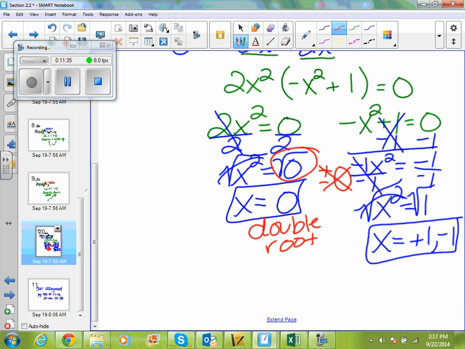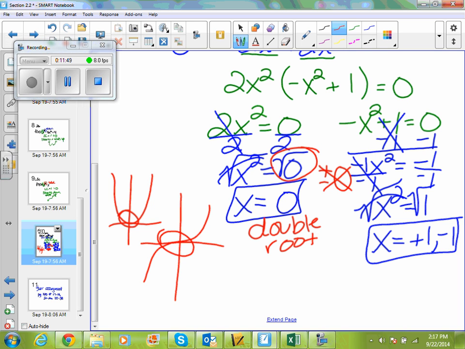Okay, and you can see that pretty easily when you graph too, because if you graph them, the flatter it is, like if it bounces off of your x-axis, that means it's a double root. Or if it ends up being really flat at one particular spot, it's a double root. So that's how you can tell when you graph. It's either going to be really flat or it's going to bounce off of your x-axis if it's a double root.